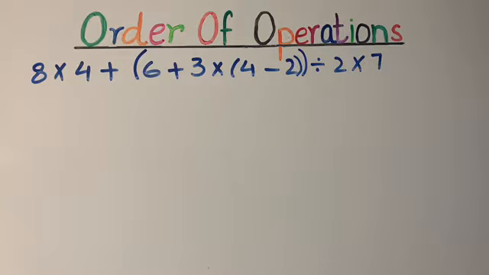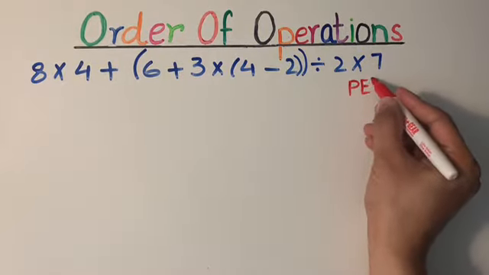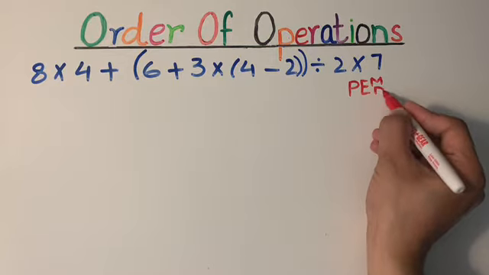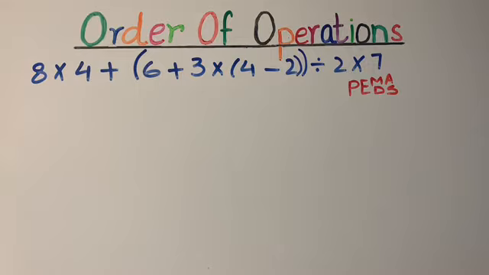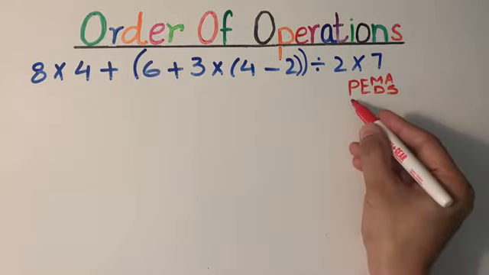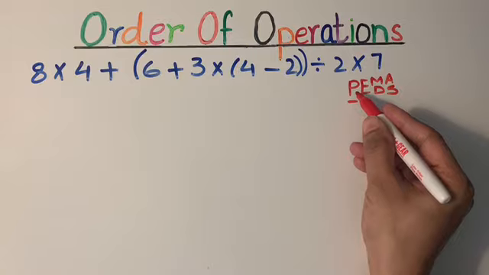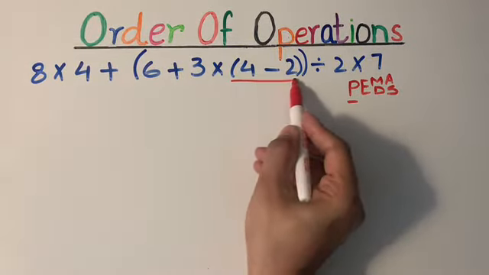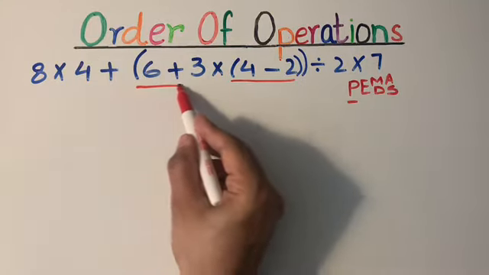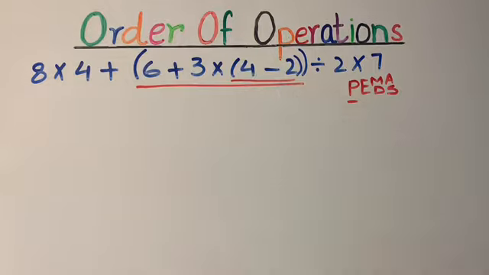Before getting to this equation, let's write PEMDAS. This will help us to follow the right order of operations. We'll start from parentheses. Parentheses have the highest priority. And in this equation, we have two sets of parentheses. This is the inner set and this is the outer set. We'll solve the inner set first.